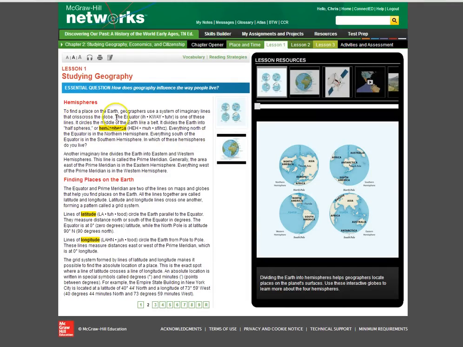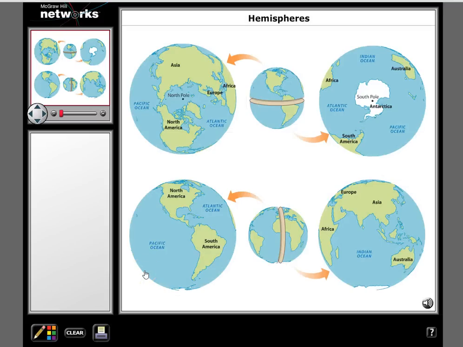Well, according to our text, to find a place on the Earth, geographers use a system of imaginary lines that crisscross the globe. The equator is one of these lines, and it circles the middle of the Earth like a belt. It divides the Earth into half spheres or hemispheres. Everything north of the equator is in the Northern Hemisphere. Everything south of the equator is in the Southern Hemisphere. Going back here to our diagram, we can see the hemispheres, and this would be the equator line that was described in the text, dividing the northern and the southern hemisphere.